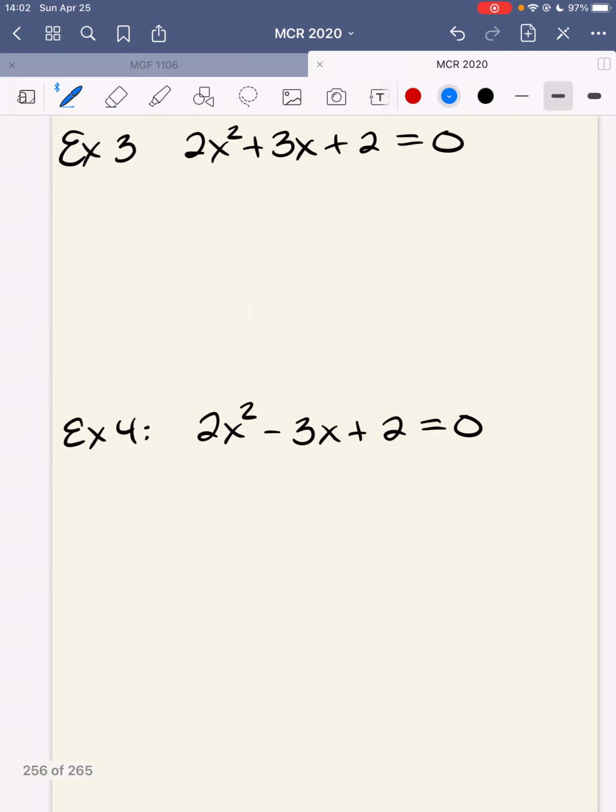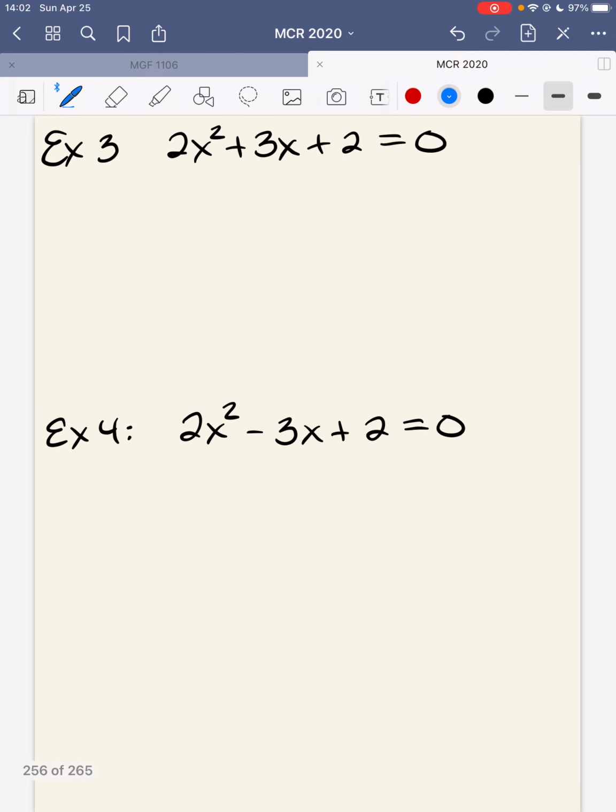So those are my two real solutions for this equation. All right. Example 3, we'll look over here. We got A is equal to 2, B is equal to 3, and C is equal to 2. Now please go ahead and try these on your own beforehand if you want, before you watch me solve these.